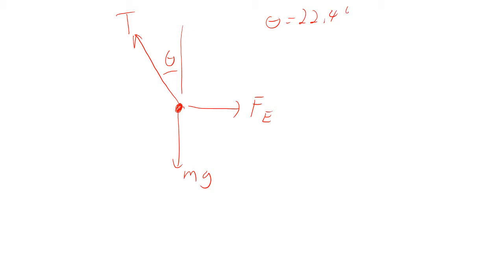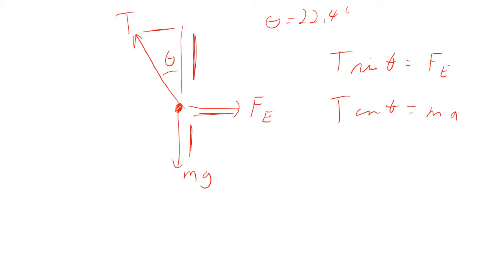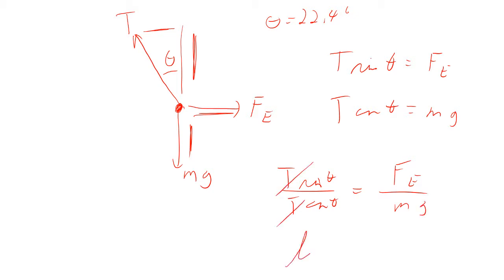So we look at that and we say, okay, this component balances that component. So T sine theta is equal to the electric force. T cosine theta, so that component has to balance this component, has to equal mg. If I divide the two equations, T sine theta divided by T cosine theta is going to be equal to F sub E over mg. The T's cancel, so tangent theta equals F sub E over mg.